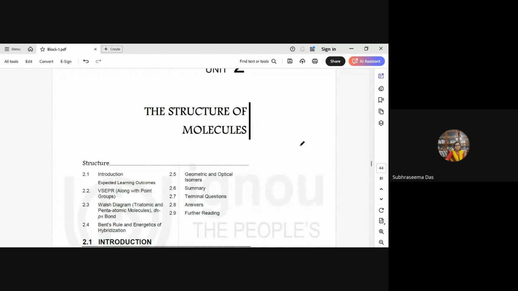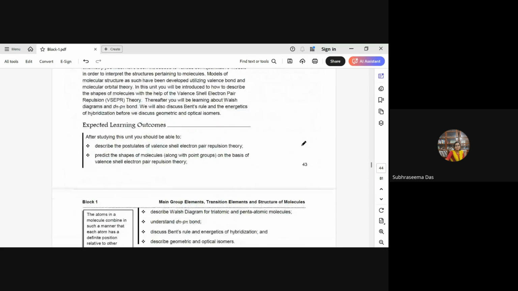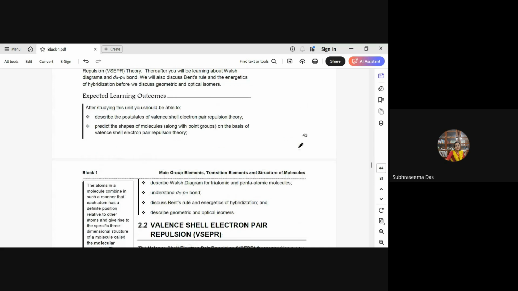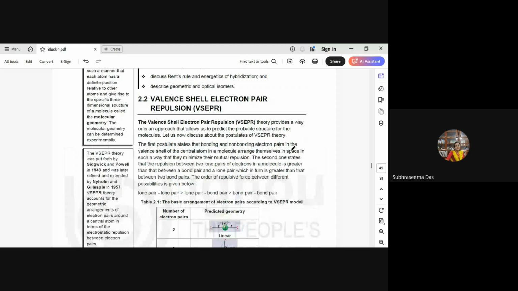Then coming to the second part of this block, that is the structure of molecules. Here, we will be talking about the postulates of VSEPR theory and predicting the shapes according to the VSEPR theory. We will understand the Walsh diagram, the d pi p pi plot, Bent's rule, and other geometrical and optical isomers.